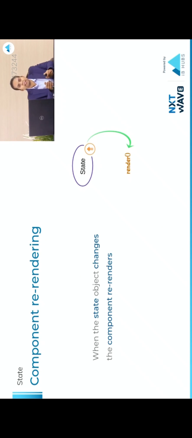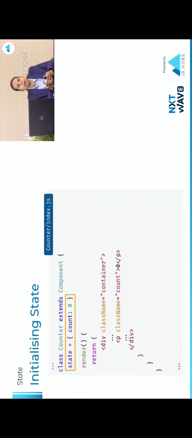Okay, so let's have a look at our counter application. In our counter application, the data that will change over time is count, right? So let's maintain that in the state object. There you can see in the class component Counter, we have written state equal to an object where count: 0. So initially the count value is 0. That is our state object.